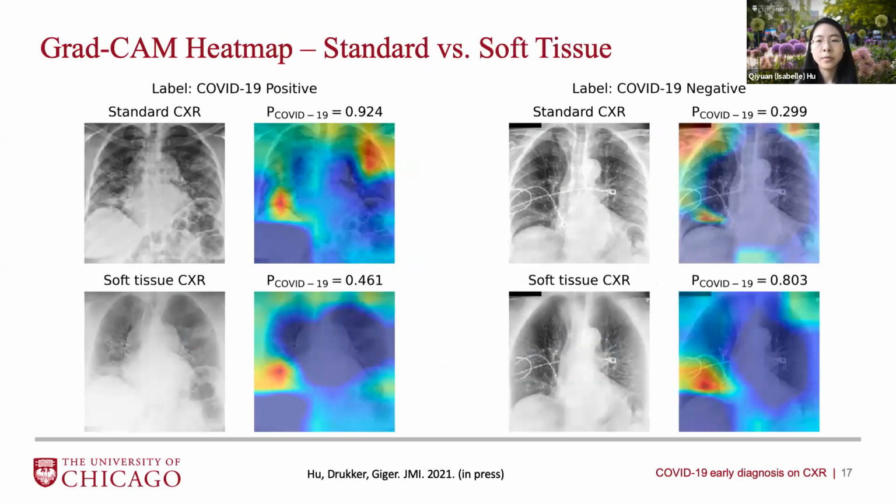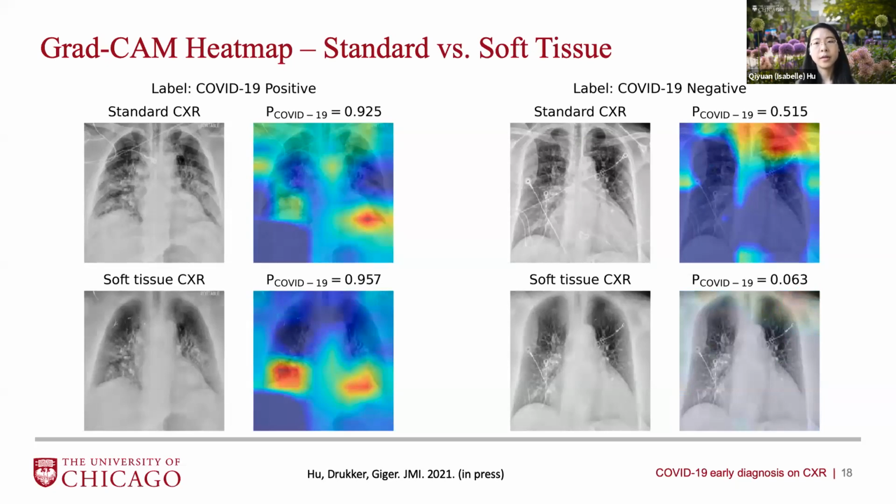Here are some examples to illustrate the differences when standard image and soft tissue images were used. In both of these cases, one positive case and one negative case, using standard CXR images resulted in more accurate predictions, possibly due to the generation of synthetic soft tissue images.